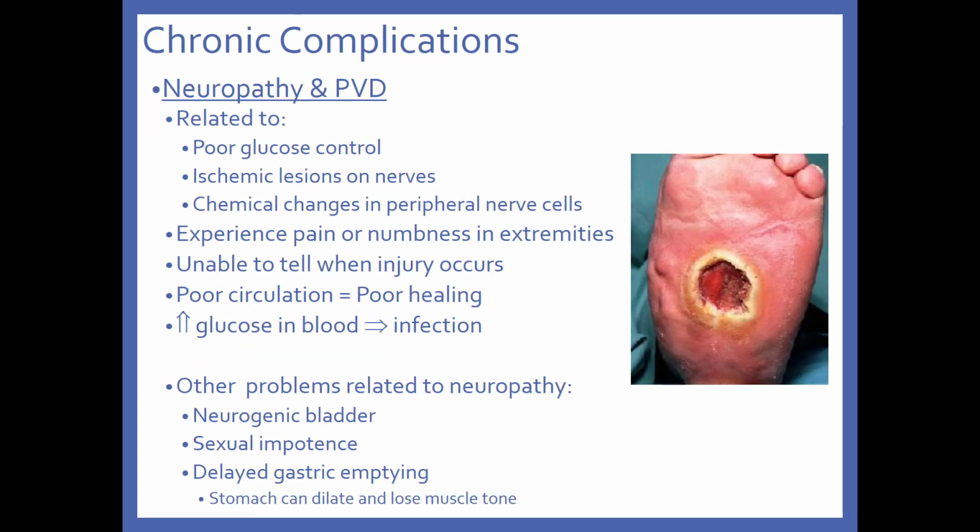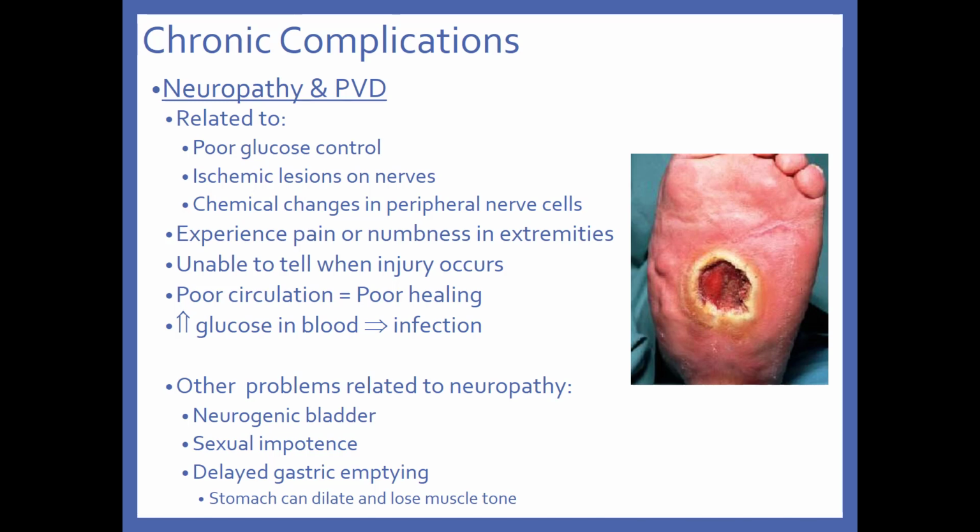For neuropathy, and PVD kind of goes along with that, goes hand in hand, again related to just poor glucose control. It causes ischemic lesions on nerves and chemical changes in the peripheral nerve cells. So with neuropathy, there's this pain or numbness feeling in the extremities, and that can impair the patient's ability to know when injury has occurred to the tissues. They don't feel it. And so then, as you can see here, we can see a development of a diabetic ulcer in the foot.